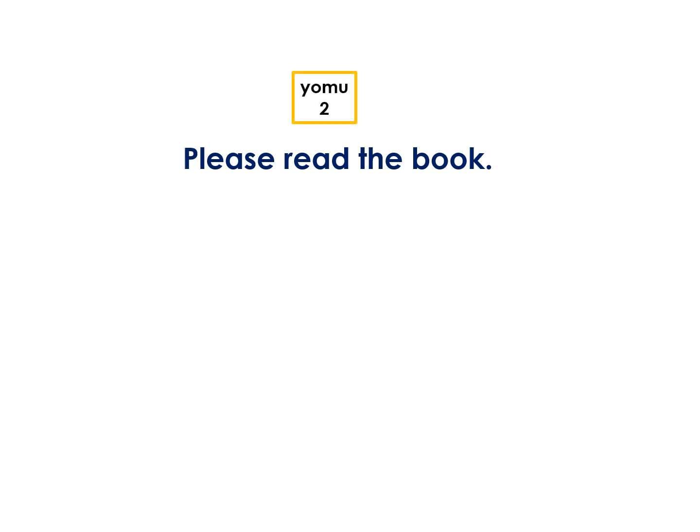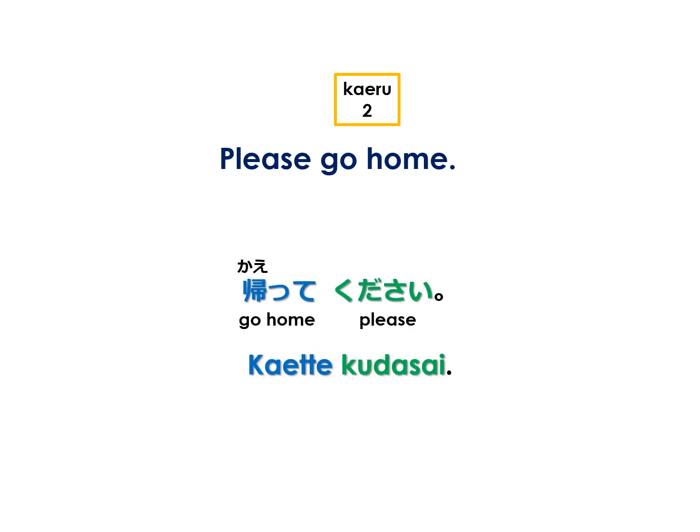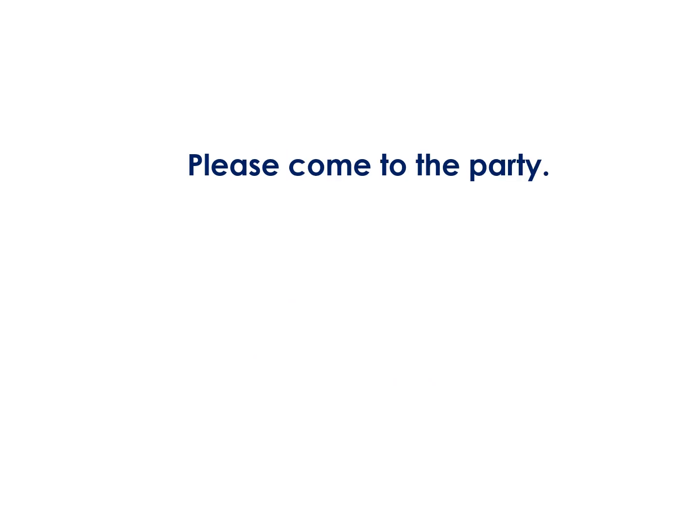To read is yomu. In Japanese, 本を読んでください。Please go home. To go home is 帰る。In Japanese, 帰ってください。Now let's have examples that use irregular verbs.